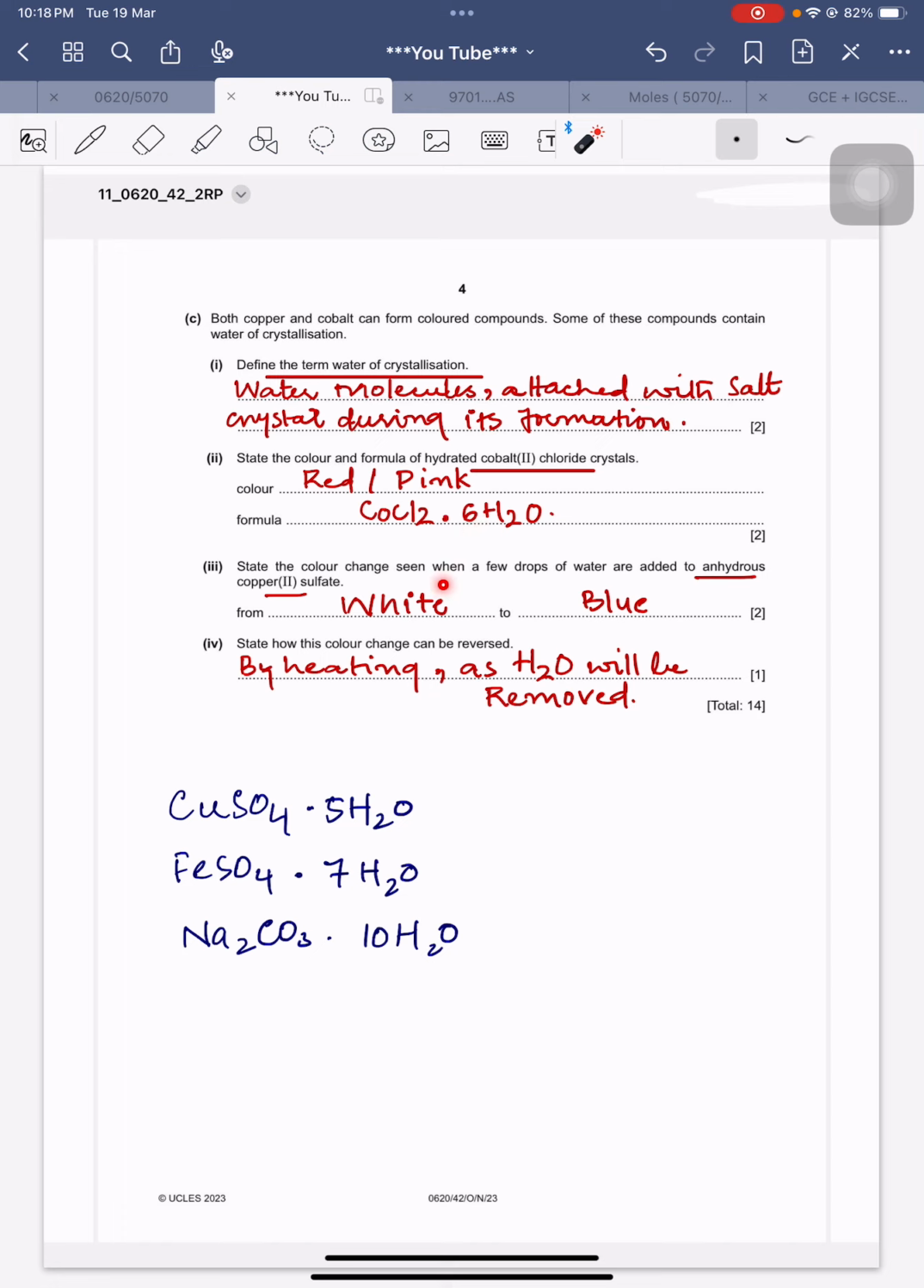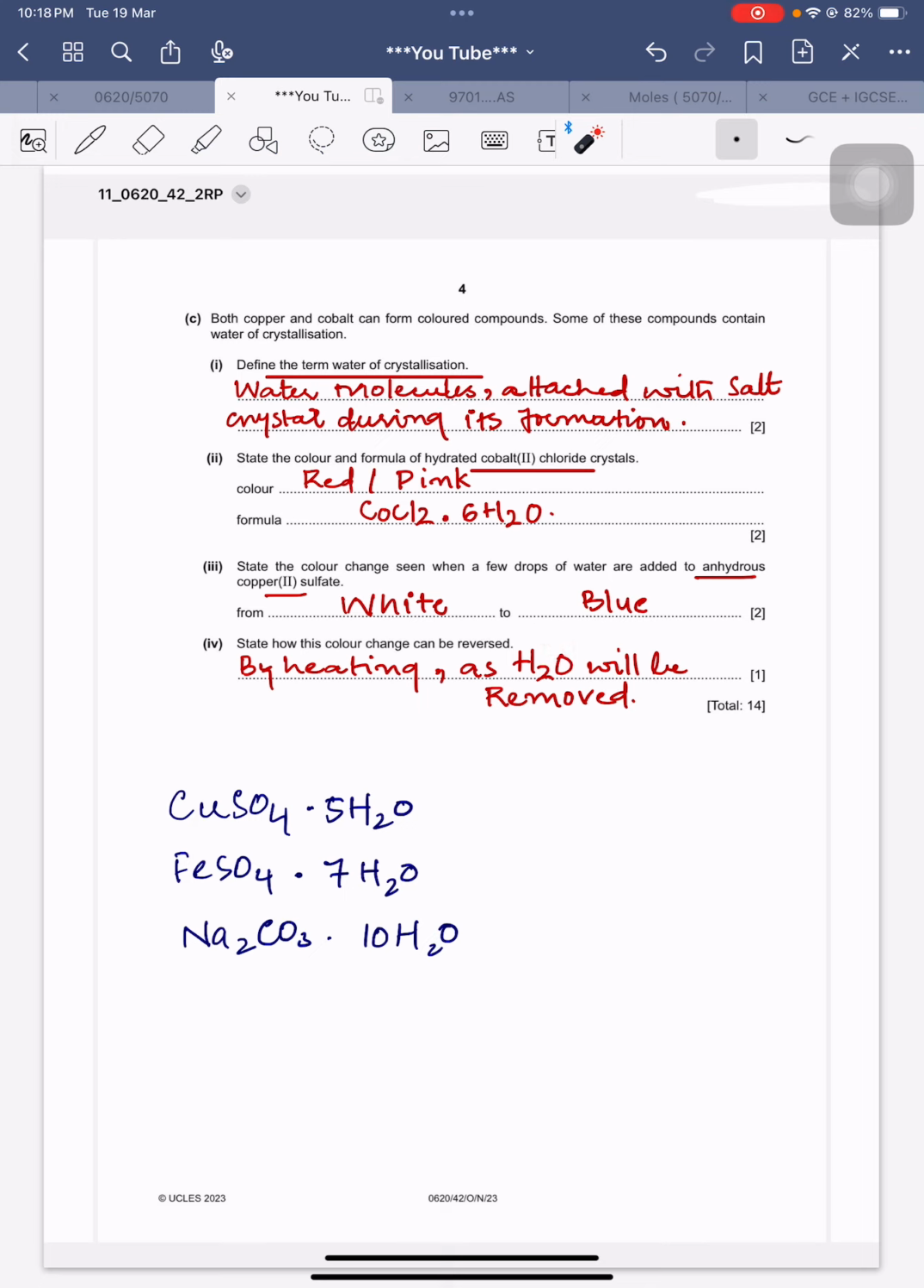State the color change which is seen when a few drops of water are added to copper sulfate. Copper sulfate without water is white, whereas with water it is blue in color. So you need to memorize the colors of cobalt chloride and copper sulfate with water and without water. These two colors are part of your syllabus. And remember, color change means before and after.